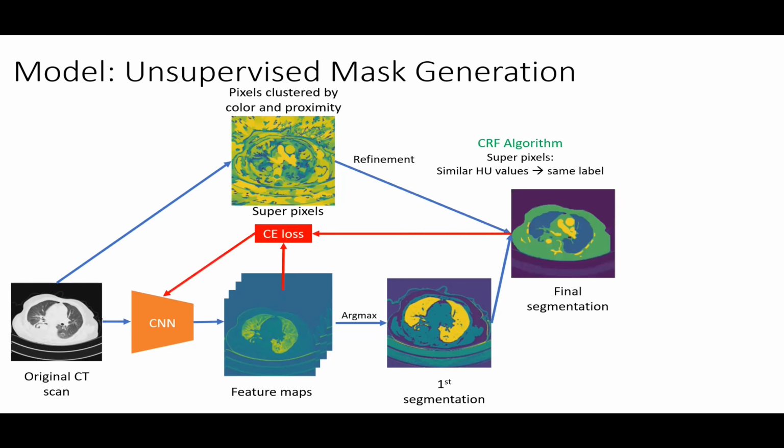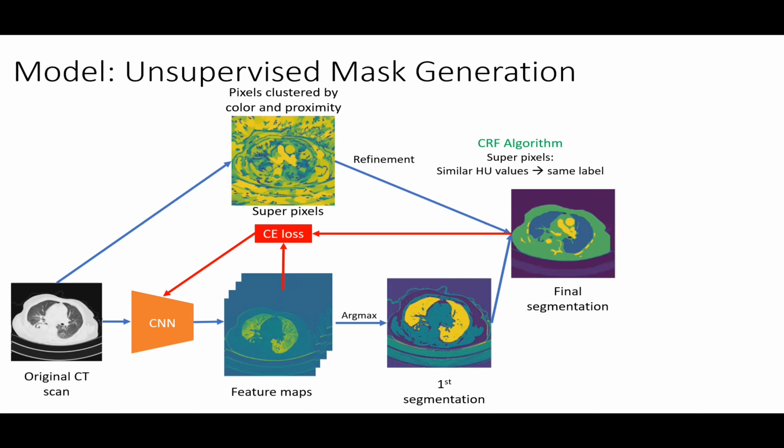The way we're training it is we're going to compute a cross entropy loss between the final segmentation and the feature maps. Of course, there are many feature maps. The way we're doing it is asking which feature map represents each cluster, each color. We take one color, see which feature map represents it best, and then compute the cross entropy loss between each pixel. And that's how we train the CNN.